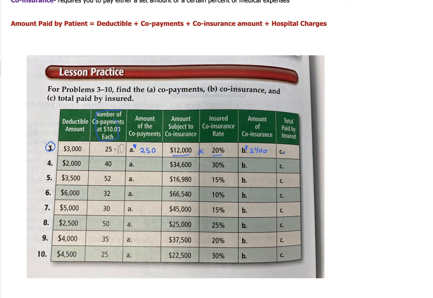And then the total paid by insured, that's going to be this. I'm going to grab a different color. That's going to be this 2,400 that you figured out, this 250 that you figured out, and then this 3,000, which is the deductible amount. So you're going to add those three together. Once you add those together, you should get $5,650.